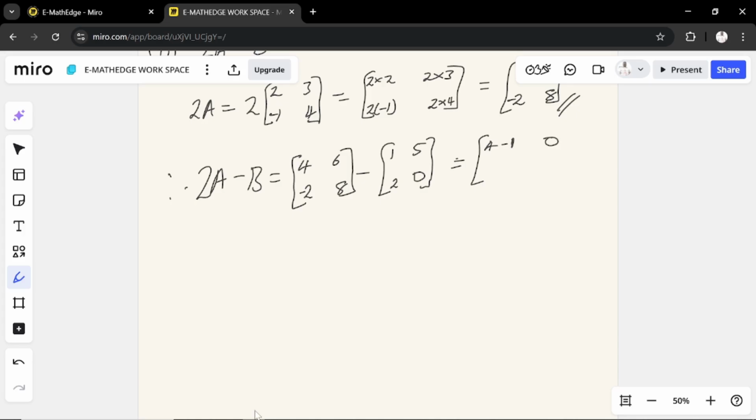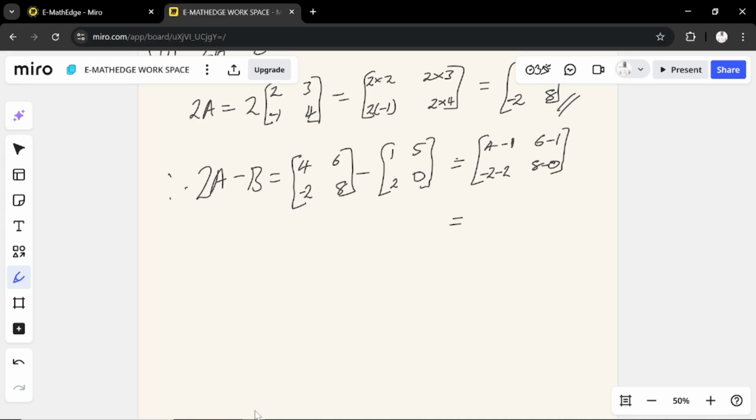And to obtain the element in the first row, second column, we are going to have it to be 6 minus 5. To obtain the element in the second row, first column, we are going to have negative 2 minus positive 2. So it's going to be negative 2 minus positive 2. The next one is going to be 8 minus 0. 8 minus 0, right?